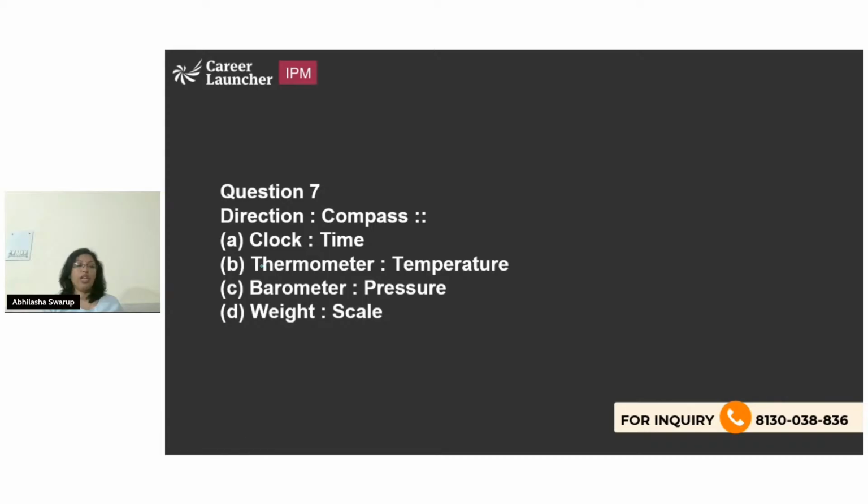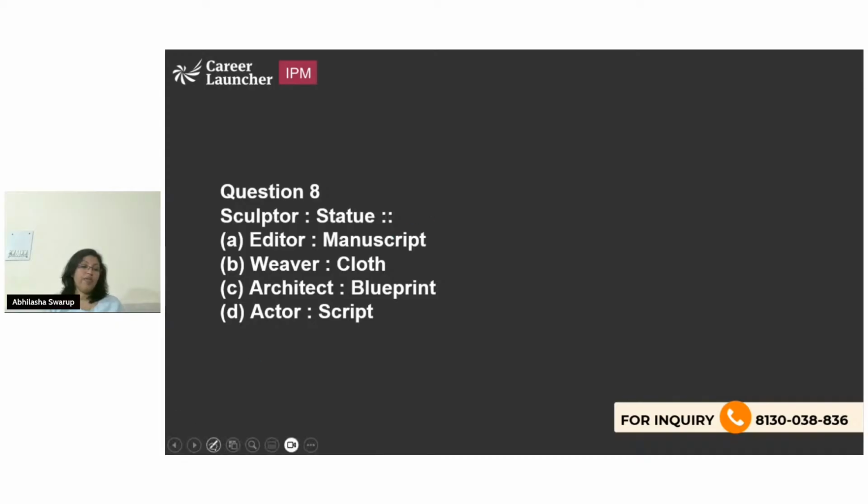A compass gives you direction. Okay. So the relationship is this way. Clock gives you time, relationship is this way. Thermometer gives you temperature this way. Barometer gives you pressure. Scales give you weight. So the direction of the relationship says that the answer will be D. The rest also are X gives you Y, or something is used to measure something, but the order of the sequence is incorrect, and therefore the only one that is right is weight and scale. Okay, let's look at the next one.